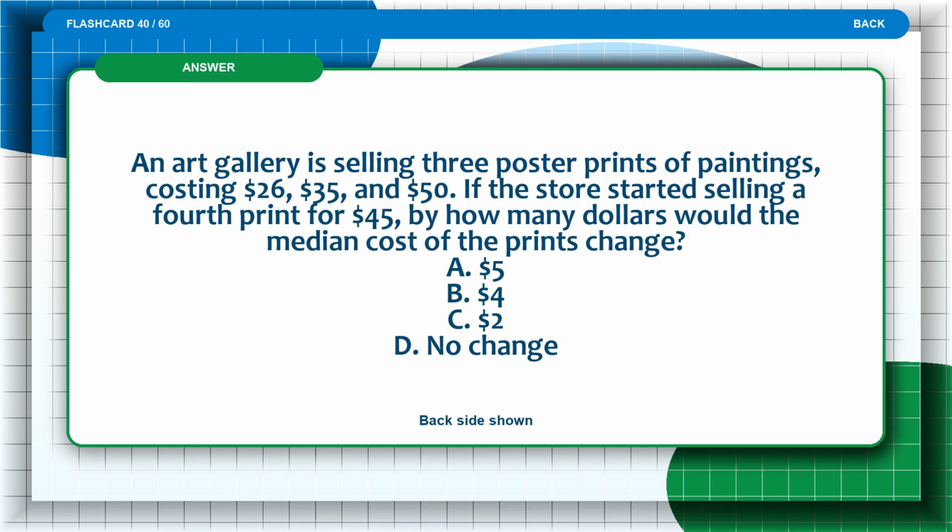The answer is: an art gallery is selling 3 poster prints of paintings, costing $26, $35, and $50. If the store started selling a fourth print for $45, by how many dollars would the median cost of the prints change? A. $5, B. $4, C. $2, D. No change.